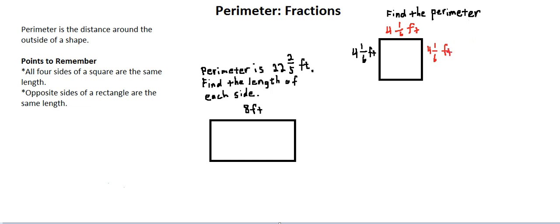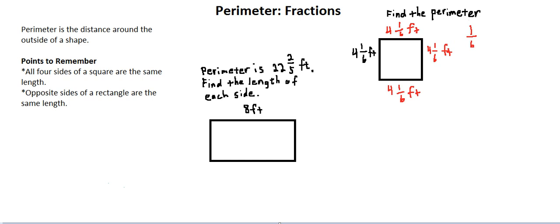Because all sides of a square are the same length. All four sides the same length. So I'm going to fill that in. So then I have how long each side is. So now I need to add those together. But what I'm going to do is add the fractions separately.